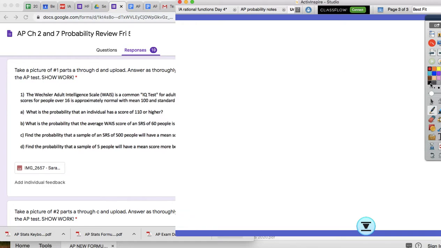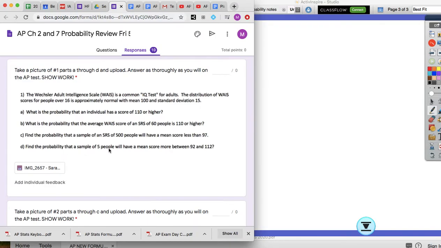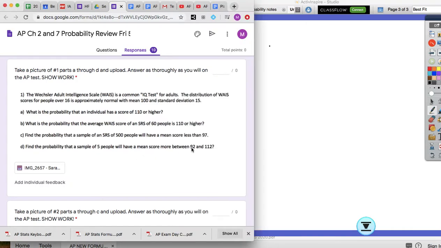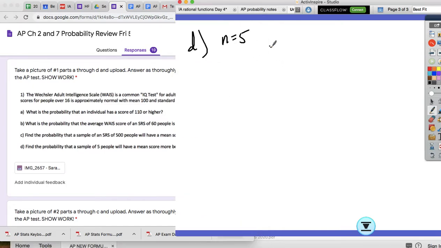All right, and then part D. This time we're finding the probability for a sample of 5 people, and we're finding the probability that the mean score will be between 92 and 112. I don't know why the word more is there. I don't know if that's a typo or what, but we're looking for the probability that our mean score is going to be between 92 and 112.